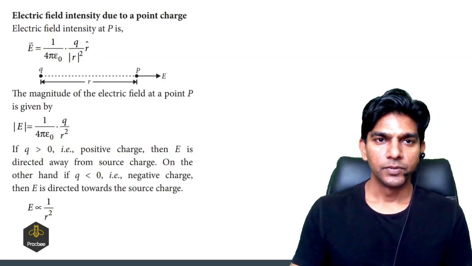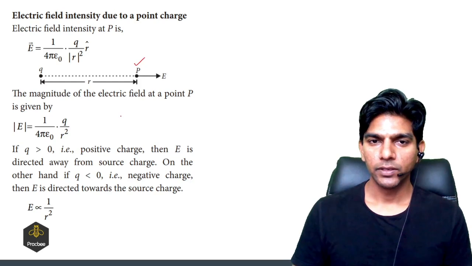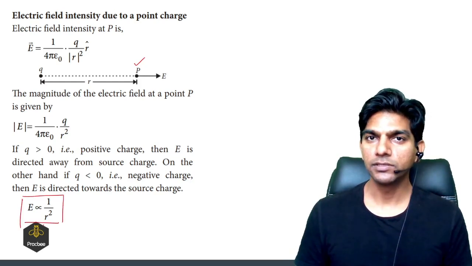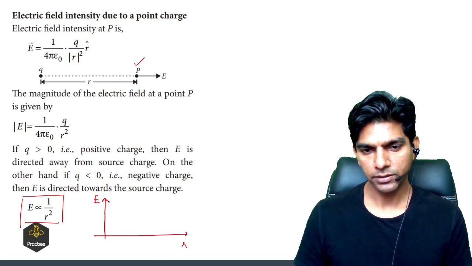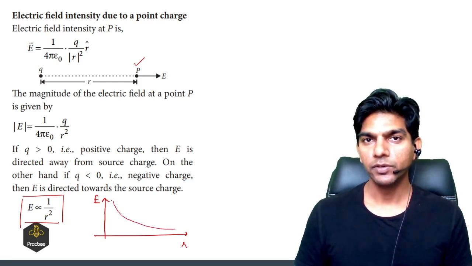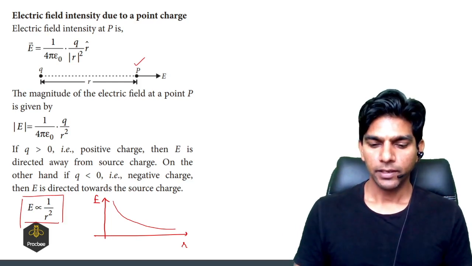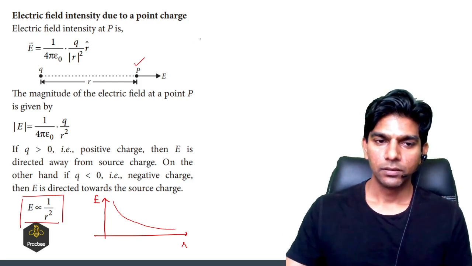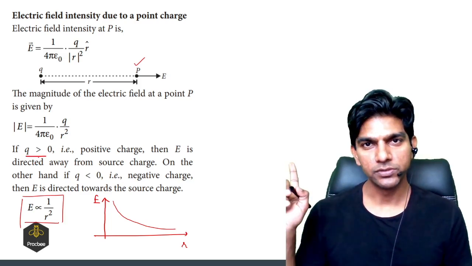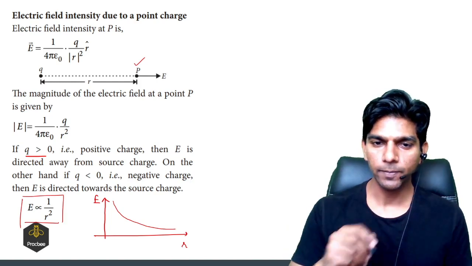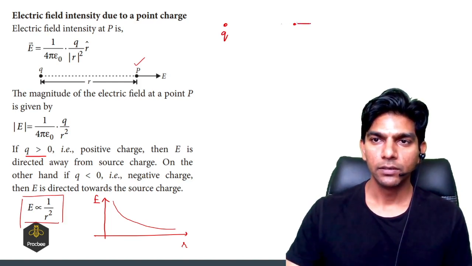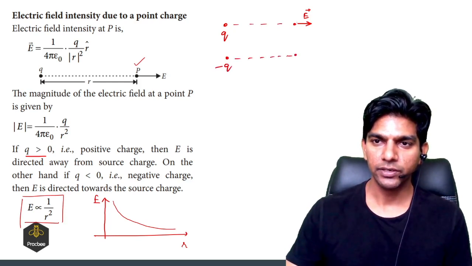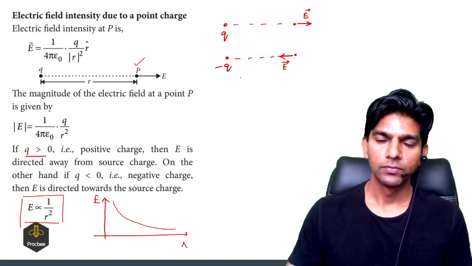Now, due to a point charge, as we have seen, electric field is inversely proportional to the square of the distance from the point charge. So if we plot the graph of electric field and the distance, the electric field will decrease as the distance increases. So do remember this. And in case of a positive charge, the field will be away from the positive charge. But in case of a negative charge, the field will be towards the negative charge. So if this is positive charge Q, the field at this particular point will be away from the positive charge. But if we have a negative charge, then the field at this point will be towards the negative charge. Clear? So that we have to remember.